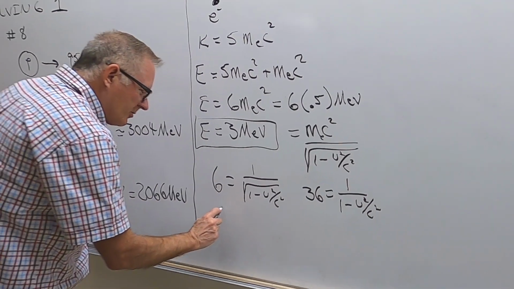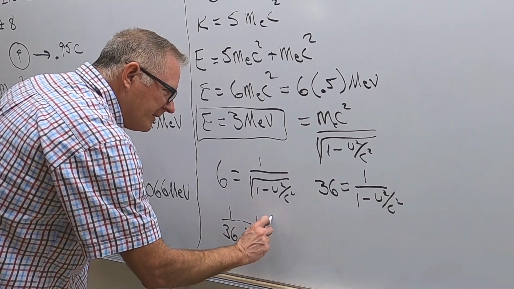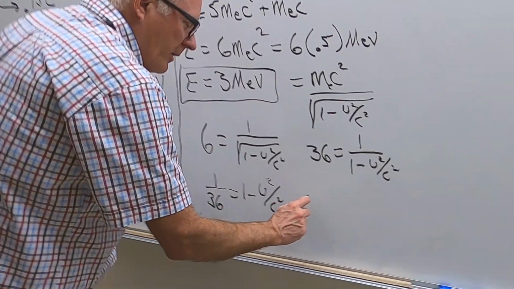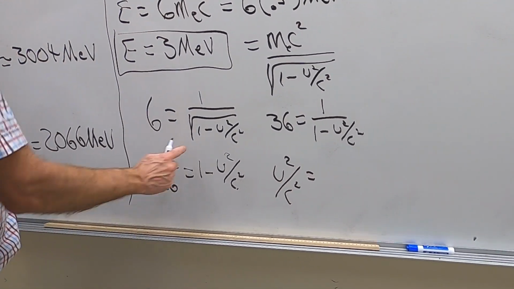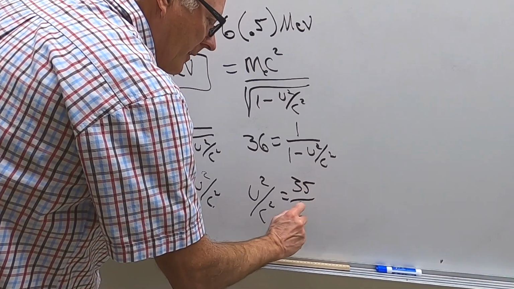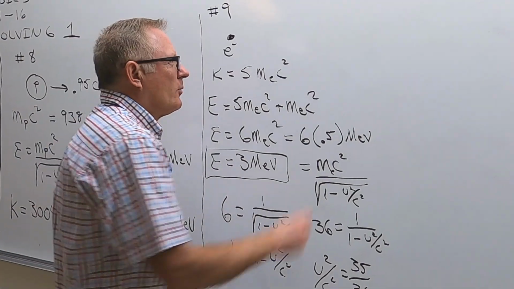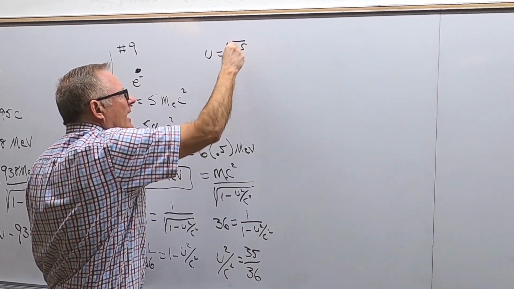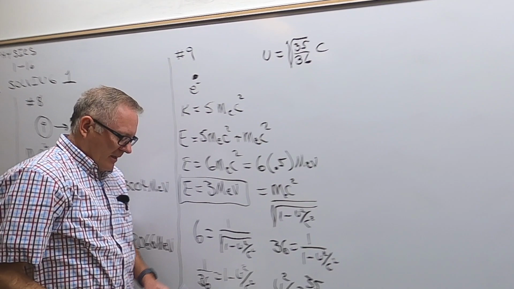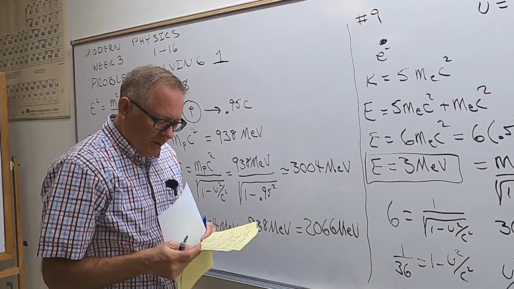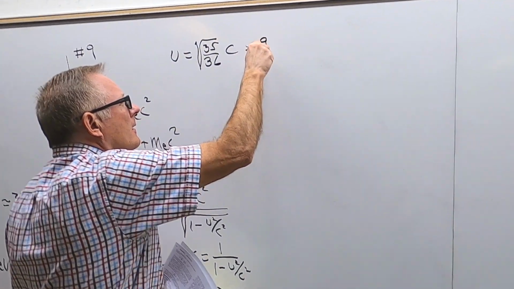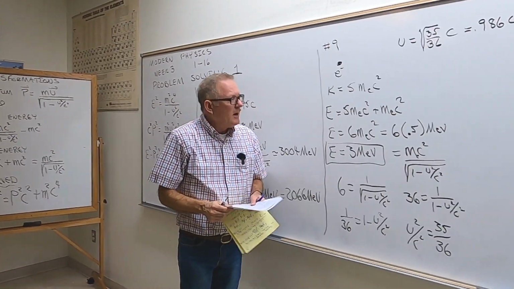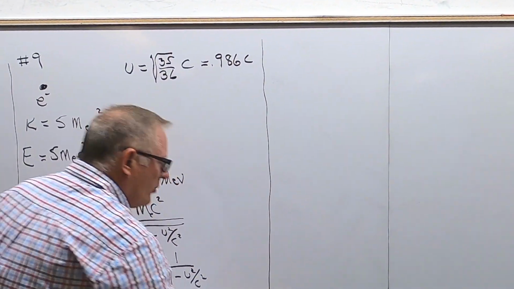We'll flip both sides, so 1 over 36 equals 1 minus u squared over c squared. Or swap these two, so u squared over c squared is equal to 1 minus 1/36, which is 35/36. Or u equals, take the c over there and take the square root, so it's the square root of 35/36 times c. And if you plug in the number for that, it's 0.986c. Okay, again, we're just using these formulas over and over again. Here, if we go down to number 11.